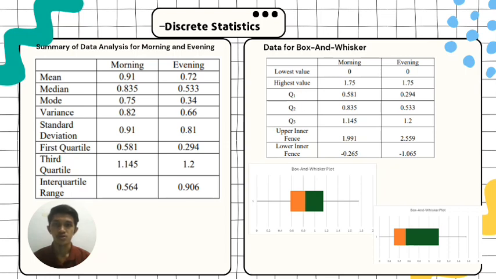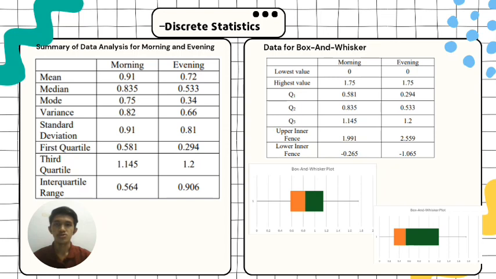0.34, variance 0.66, standard deviation 0.81, first quartile value 0.294, third quartile 1.2, and interquartile range 0.906. Using all of the data, we can construct the box and whisker plot.